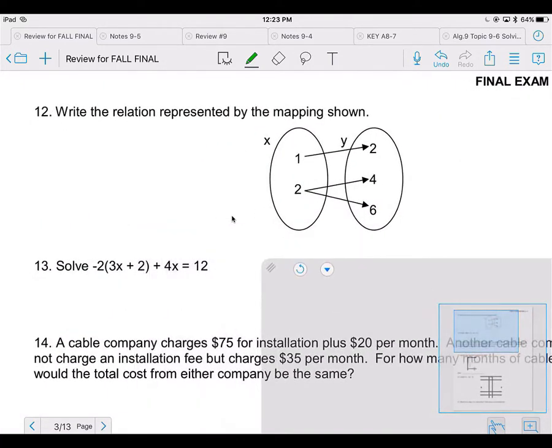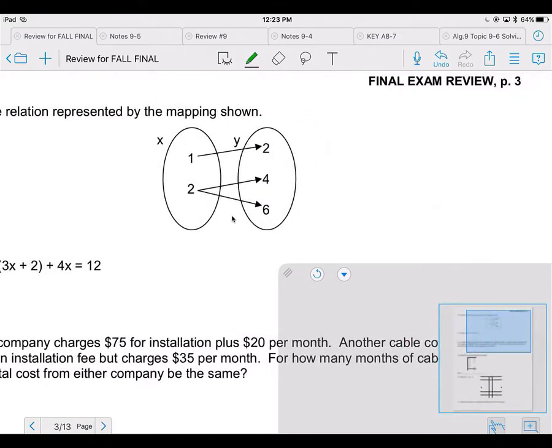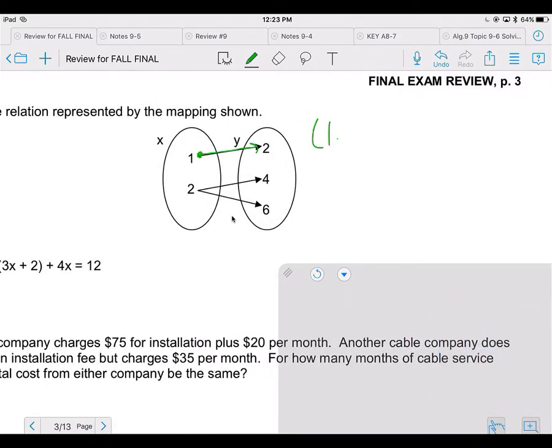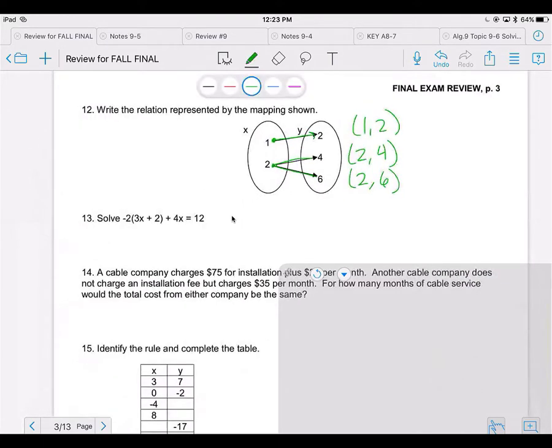Problem 12 asks us to write the relation through the mapping. So remember, with mapping, we start at an x and we follow it through to a y. This x of 2 goes to 4. It also goes to 6. So 1, 2, 2, 4, and 2, 6.